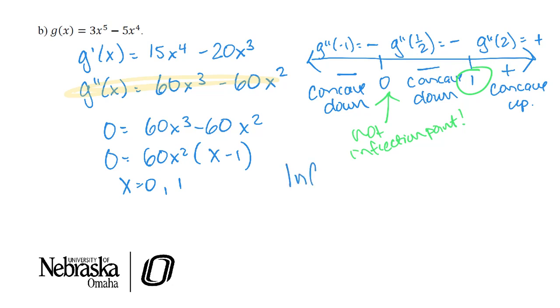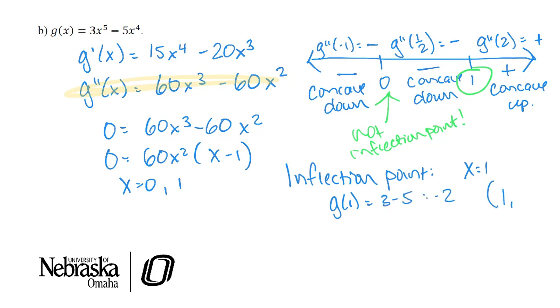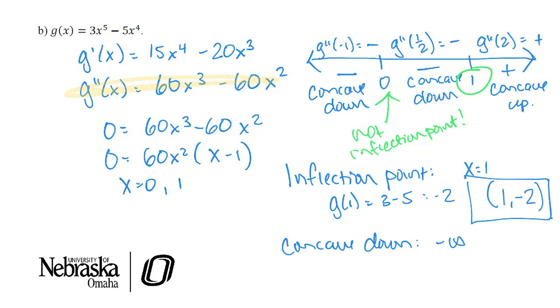To find our inflection point, we also need a y-coordinate. So we could plug 1 into g, again the original function, and we would get 3 minus 5, which is negative 2. So our inflection point is (1, negative 2). We are concave down from negative infinity to 1.